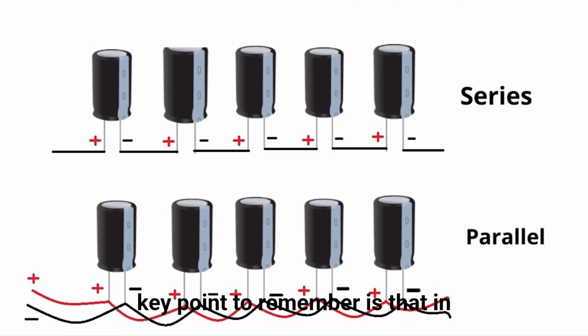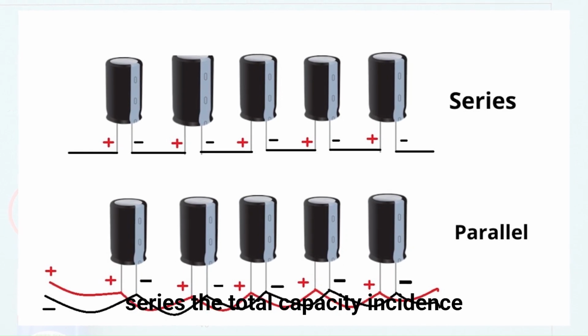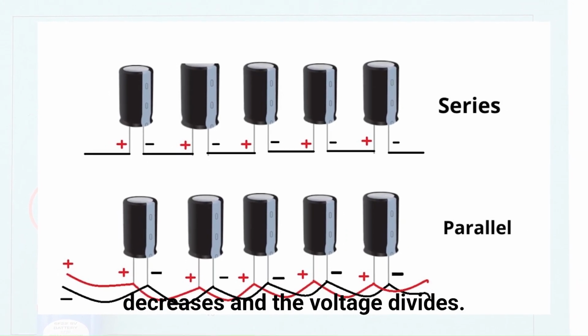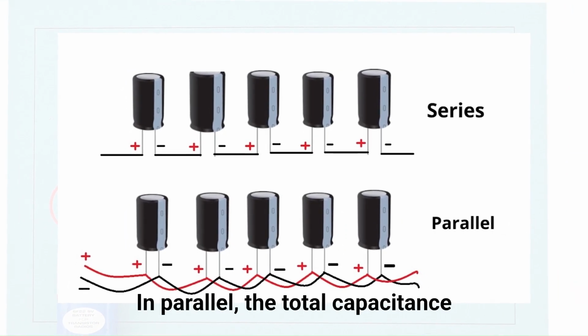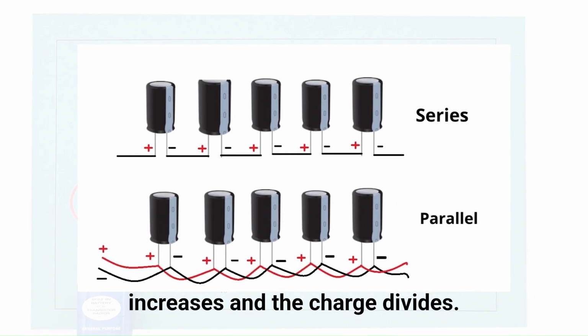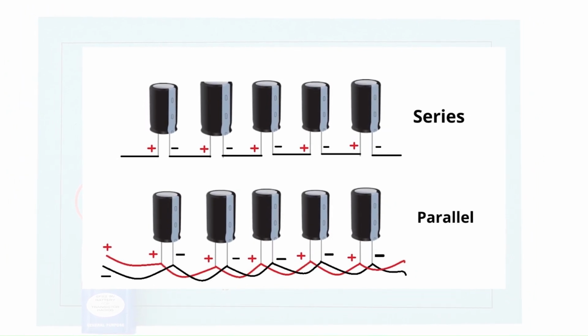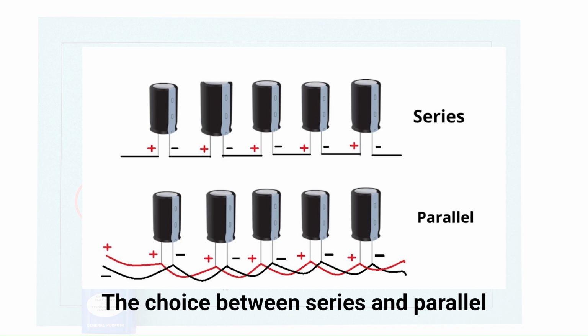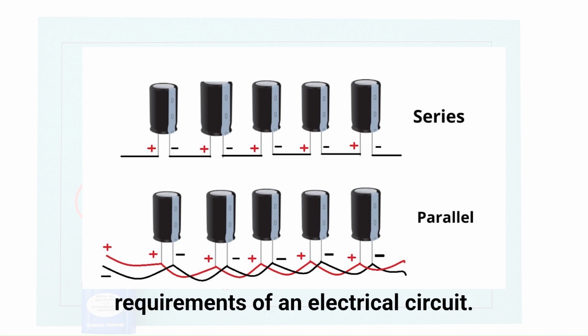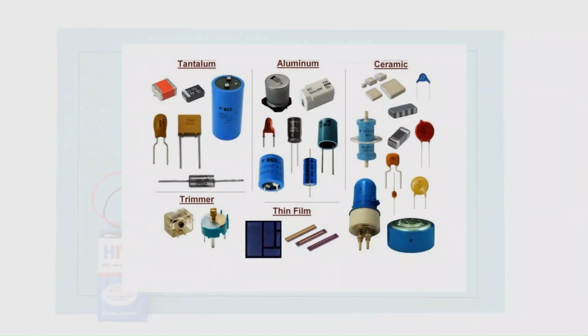A key point to remember is that in series, the total capacitance decreases and the voltage divides. In parallel, the total capacitance increases and the charge divides. The choice between series and parallel connections depends on the specific requirements of an electrical circuit.